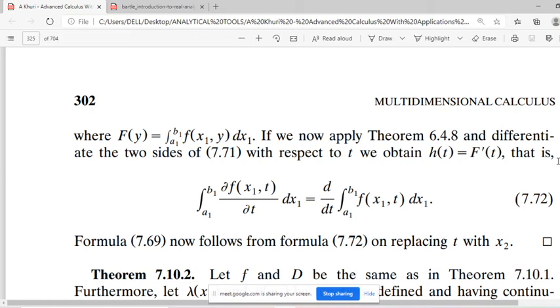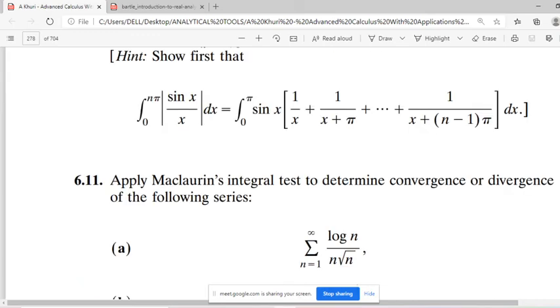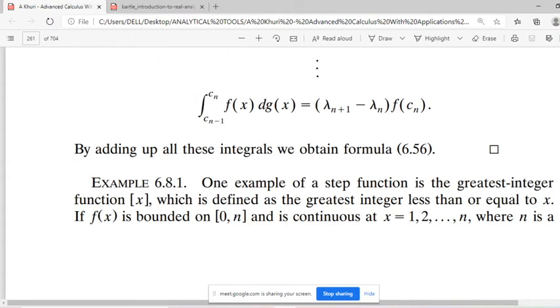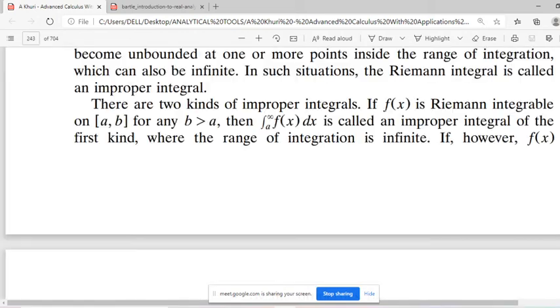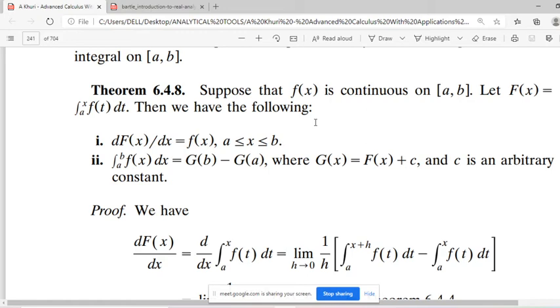Let us look at theorem 6.4.8 in this book itself, which is actually the fundamental theorem. Yes, this one is the theorem; the fundamental theorems combined together. Suppose that f is continuous on the interval [a,b] and that F of x is as we have denoted. Then we have the following: dou F by dou x equals f of x, and the integral a to b of f of x dx equals G of b minus G of a. So that is applied here.